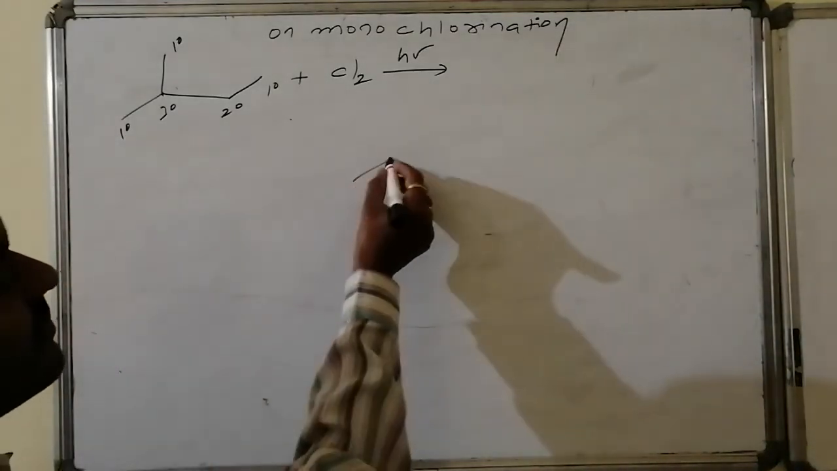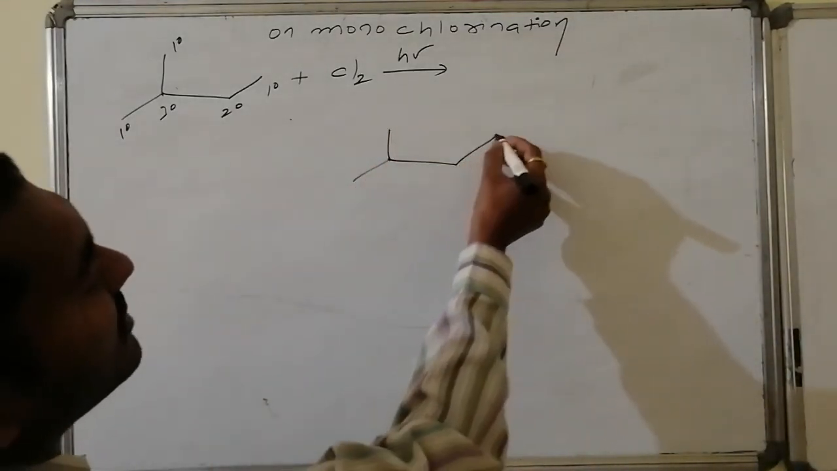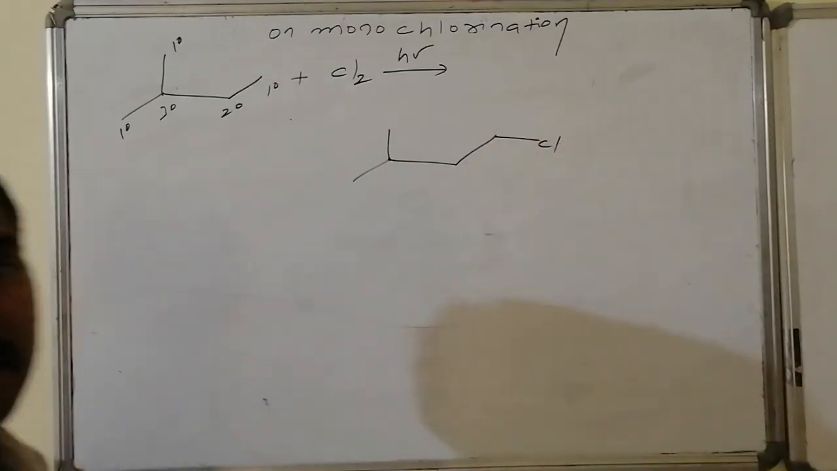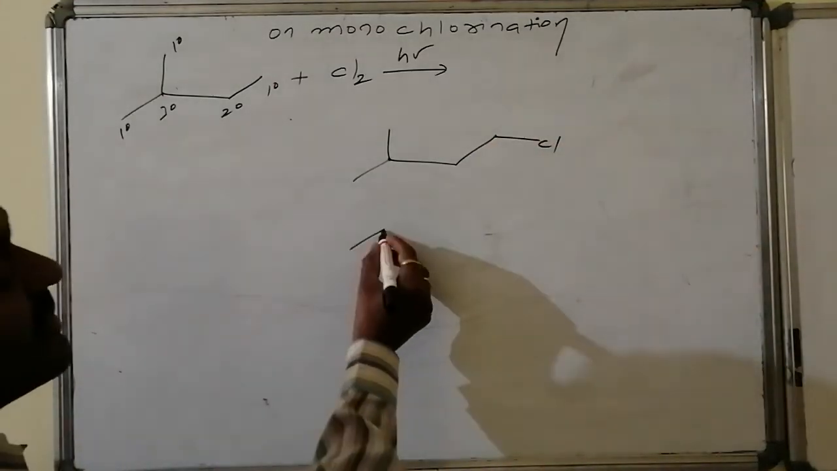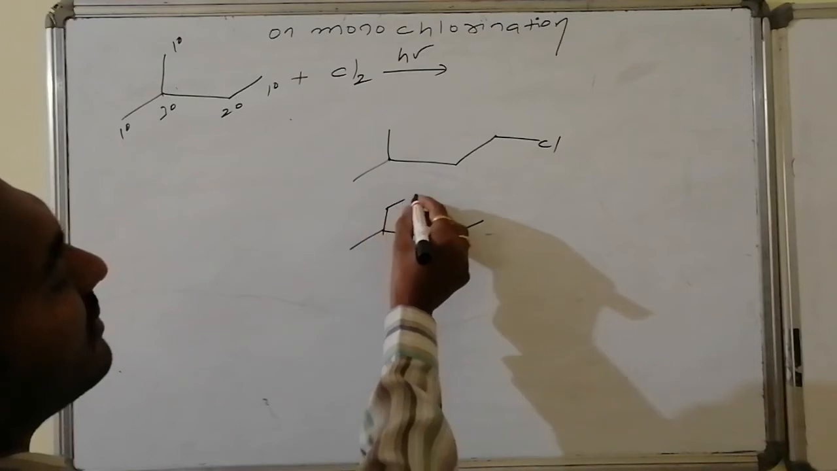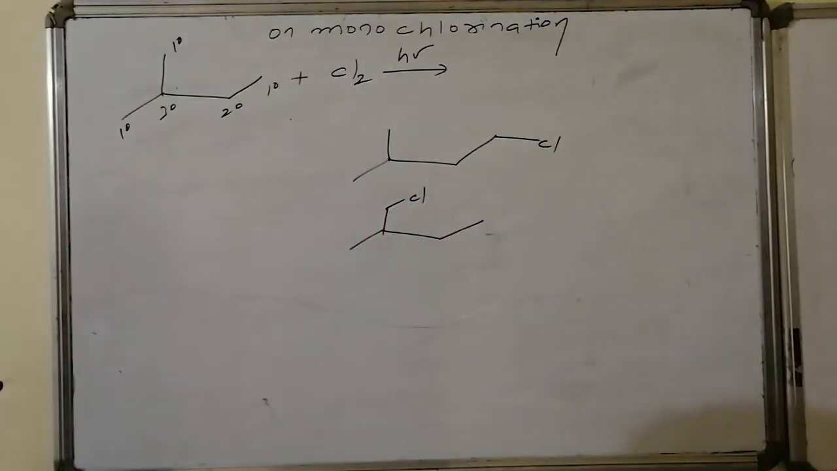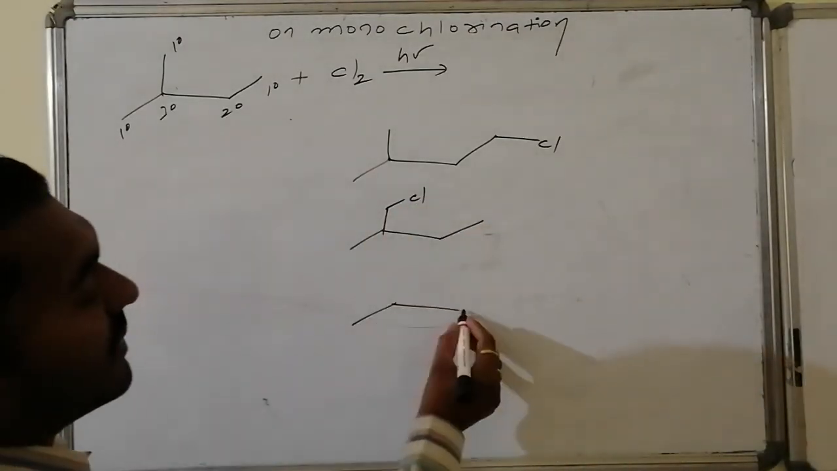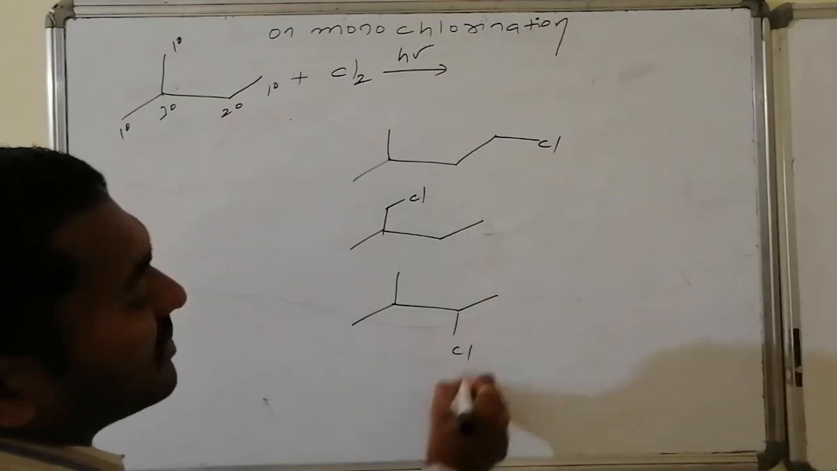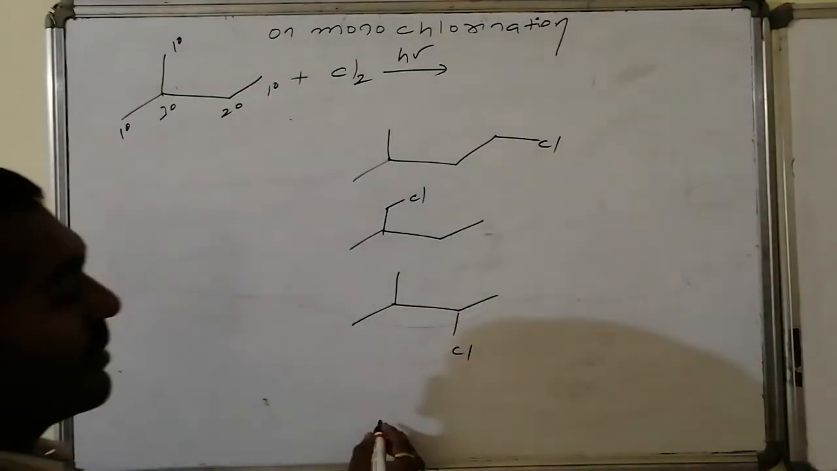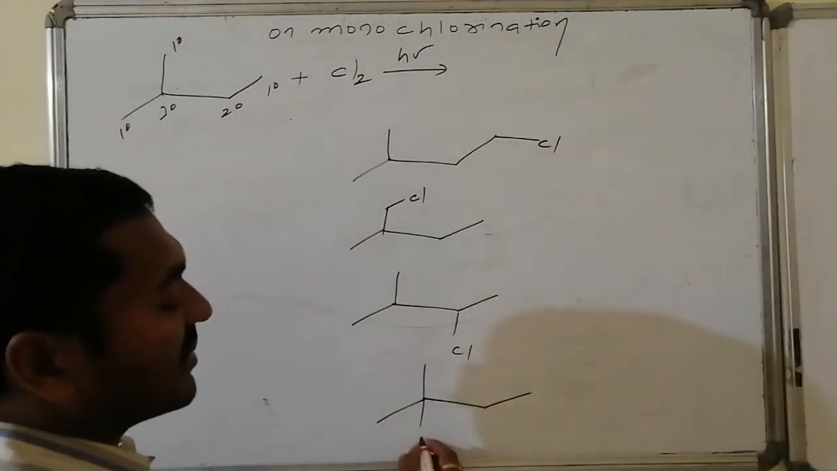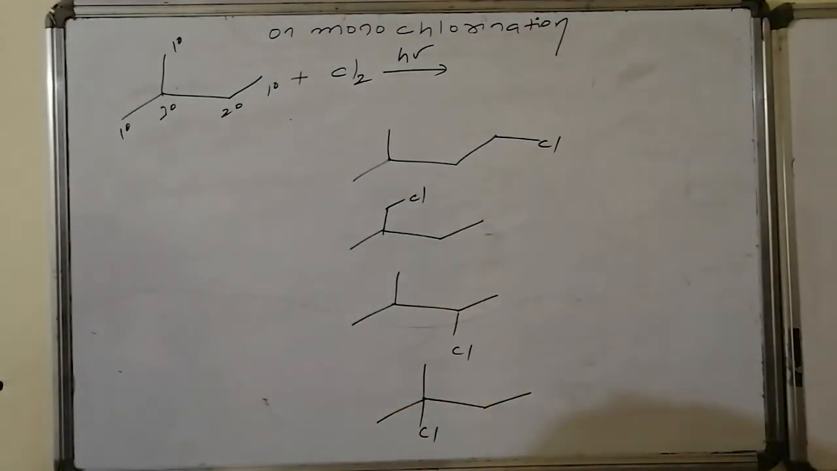If I replace one of the primary hydrogens with chlorine, this is one. And if I replace the hydrogen of another primary carbon with chlorine, this is the compound. If I replace a secondary hydrogen with chlorine, this is the compound. If I replace one of the tertiary hydrogens with chlorine, this is the compound.